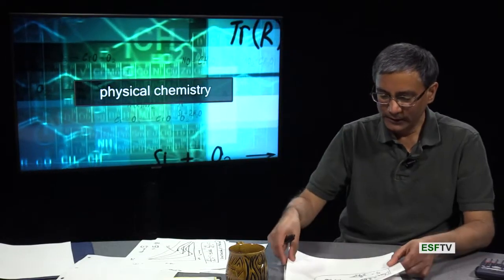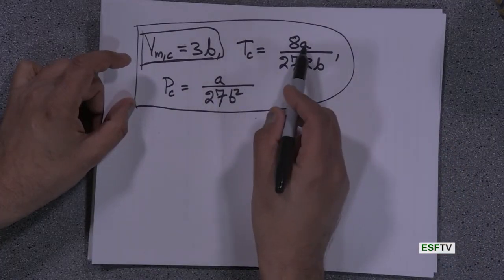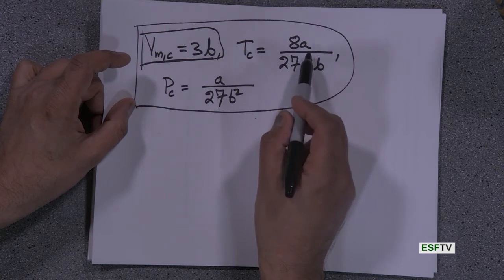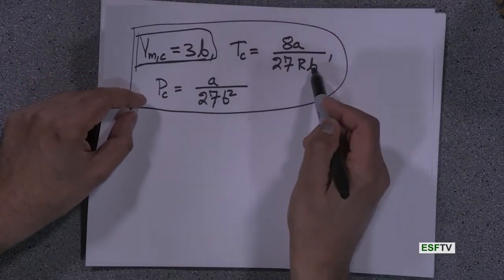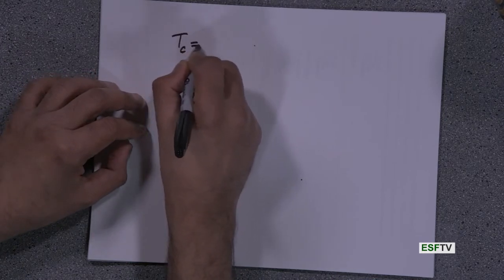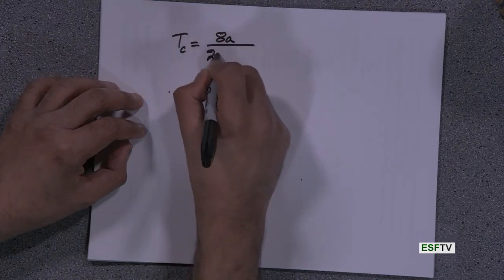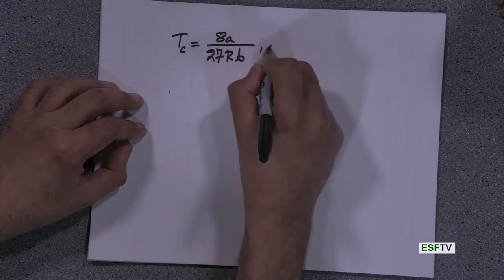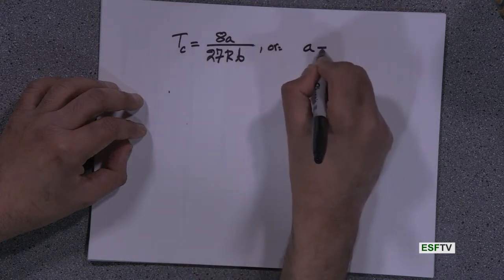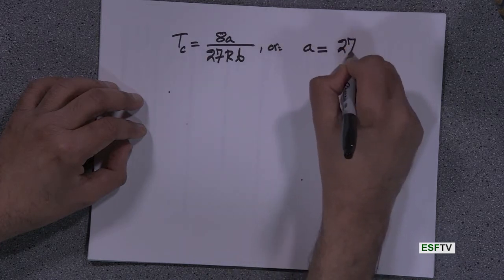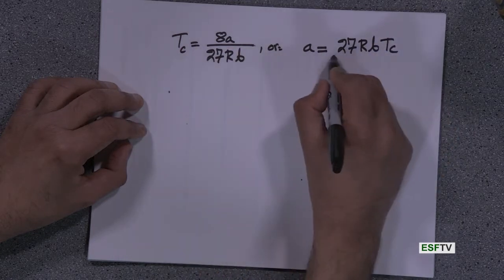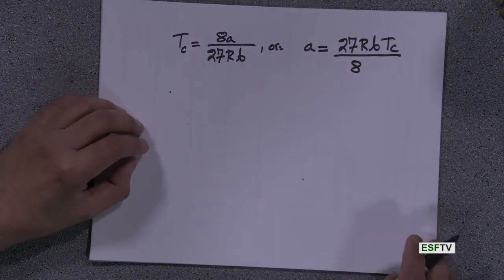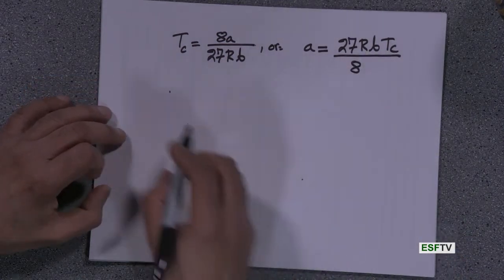Well, I go back to here and I see T critical is expressed in terms of A, B and capital R. I already know B. We have a value for little b for methane. We can plug in for B into this equation and calculate little a. Let's see how that goes. T critical is 8 multiplying A over 27 capital R multiplying B, so little a, the quantity we do not yet know and have to discover, is 27 R multiplying B multiplying T critical divided by 8. Okay, we have a value for little b.